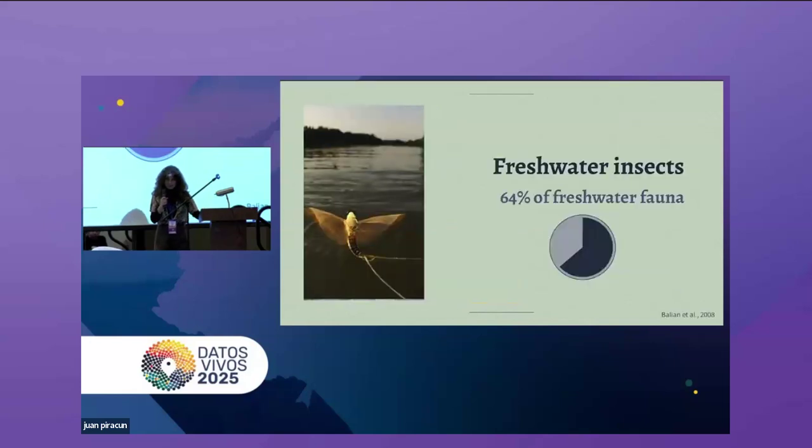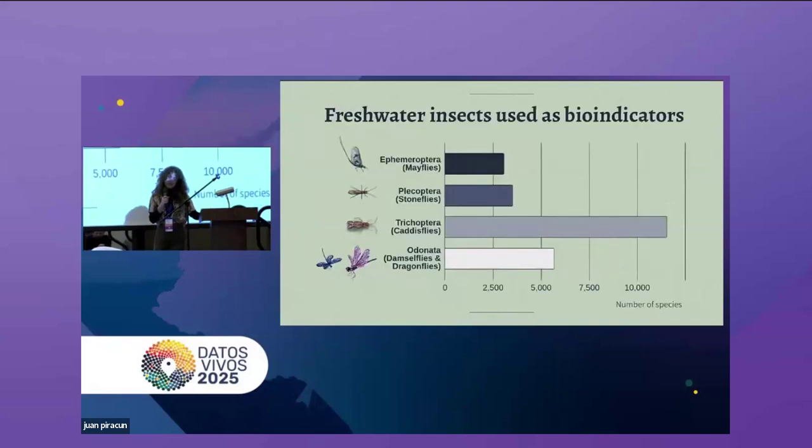So, as part of my PhD, I worked with aquatic insects, which are actually 64% of the freshwater fauna. And particularly, I worked with Ephemeroptera, Plecoptera, Trichoptera, and Odonata. So these are species that, as adults, fly out of the river, but they lay their larvae in the river, where the larvae spend a great amount of their lifetime. And the larvae of different species have different sensitivities to water quality. That's why they're widely used in water quality assessments.